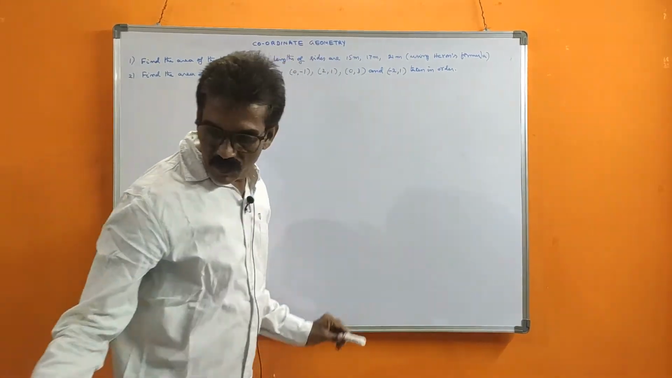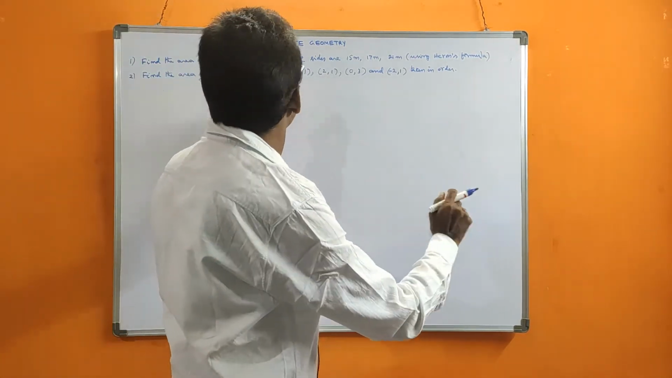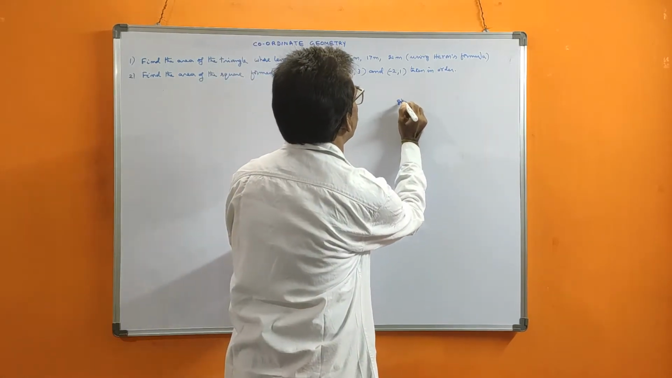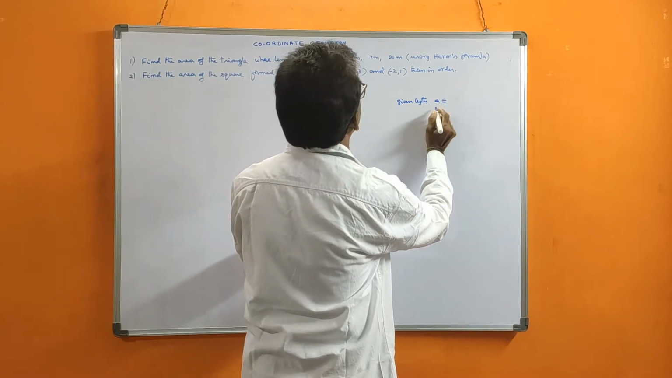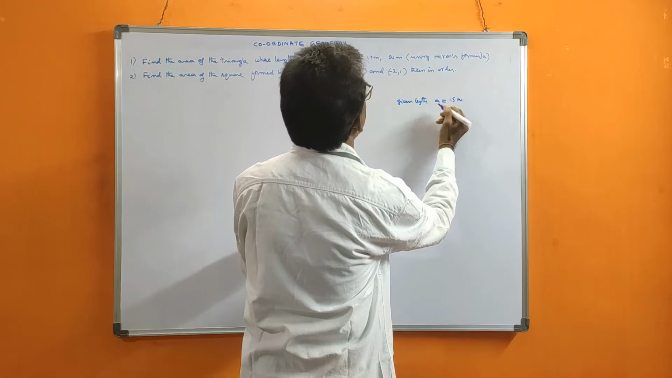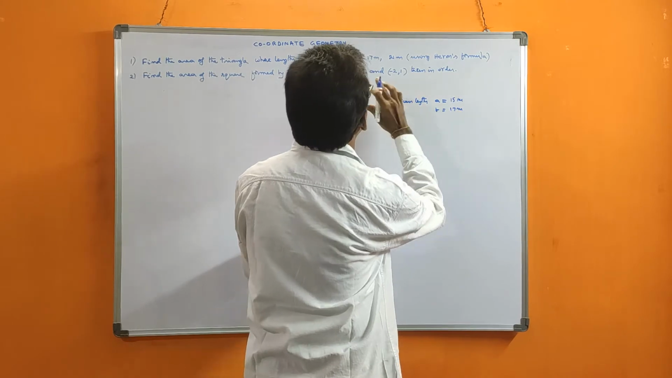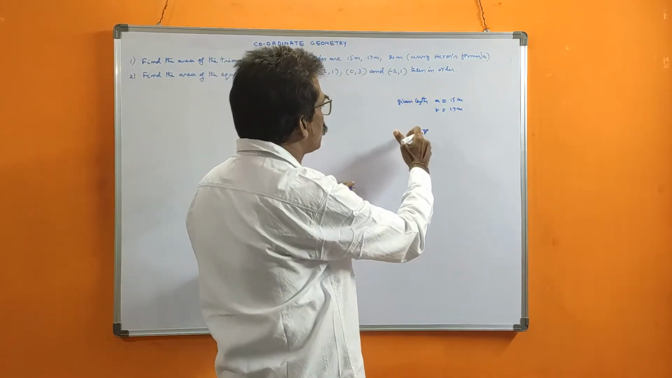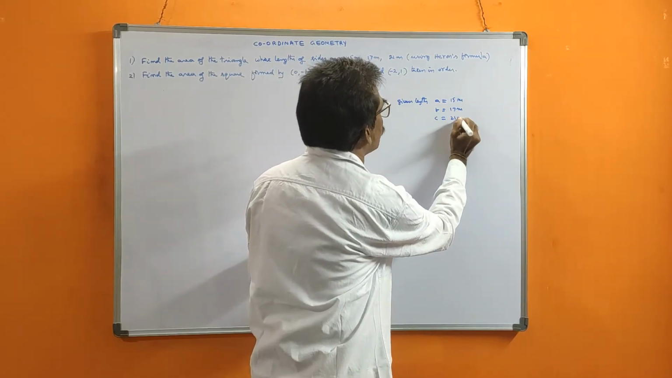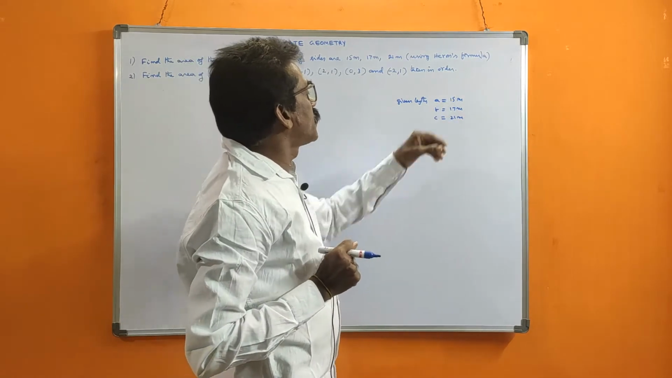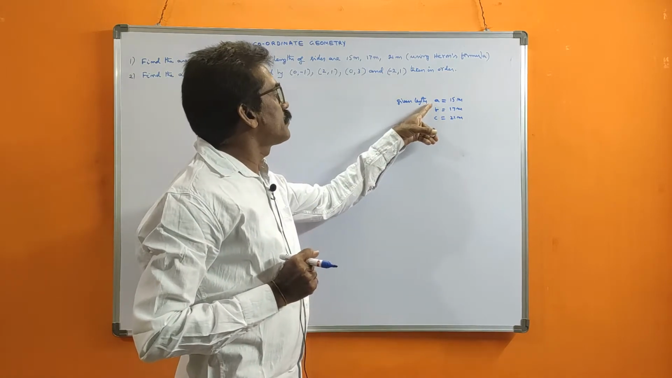Now he asked directly, by using Heron's formula, calculate. The lengths are given. Note down a, b, c. Suppose one length a is 15 meters. Any order you can take the lengths. If he gave a specific order, then follow that order; if not given, we can choose. I took in order: b is 17 meters, c is 21 meters. So one side is 15 meters, one side is 17 meters, one side is 21 meters, indicated by a, b, c.